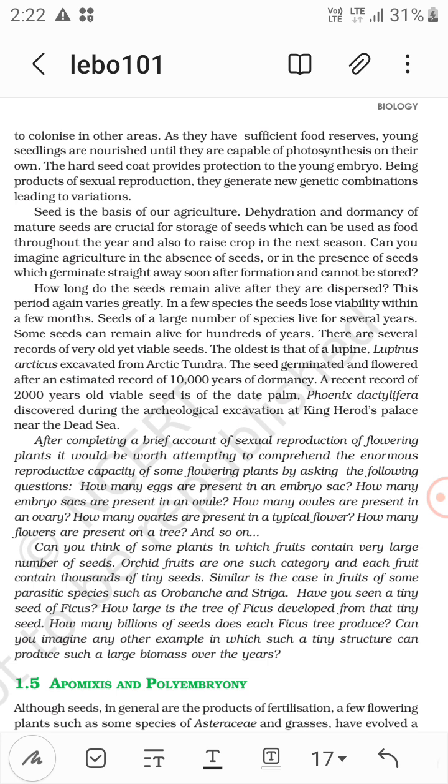Okay, so there are some plants in which the fruits contain a very large number of seeds. Orchid fruits are examples, right? Each fruit contains thousands of tiny seeds. Similarly, in fruits of some parasitic species such as Orobanche and Striga. Have you seen the tiny seed of ficus? Now, how large is the tree of ficus developed from that tiny seed? How many millions of seeds does each ficus tree produce? Can you imagine any other example in which such a tiny structure can produce a large biomass over the years?